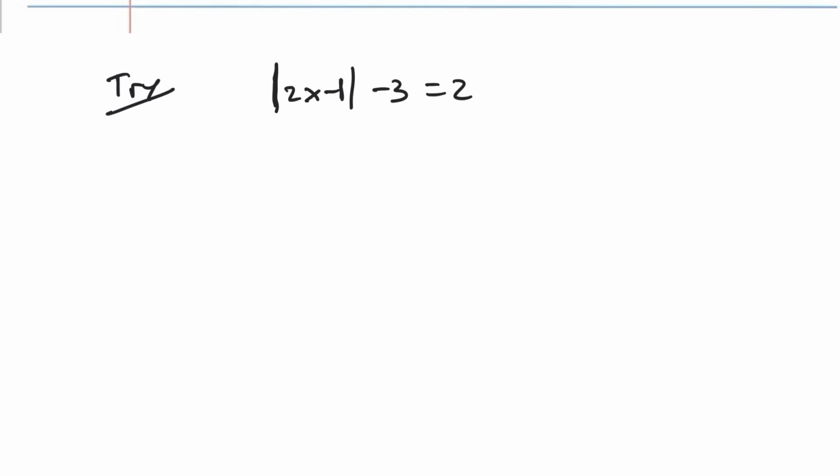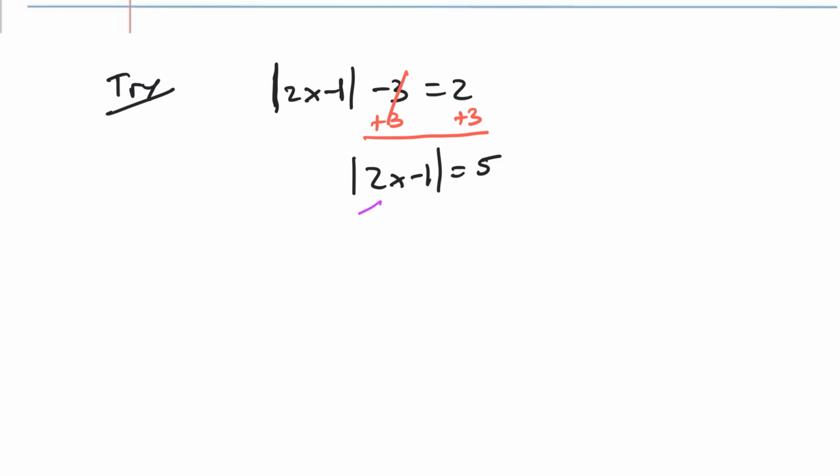All right, hopefully you have your two answers ready to check. So again, first you have to isolate. Let's go ahead and move this over here. Remember opposites. So absolute value 2x minus 1. And 2 plus 3 is 5. Now we can split it up.